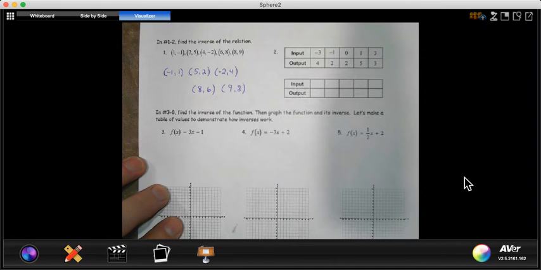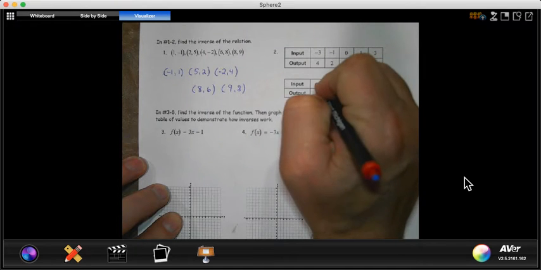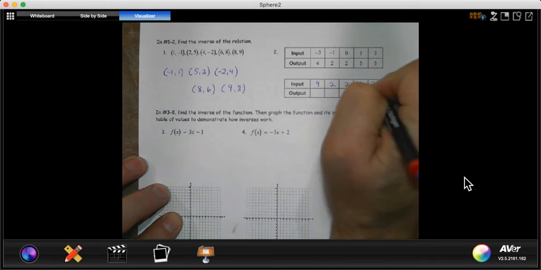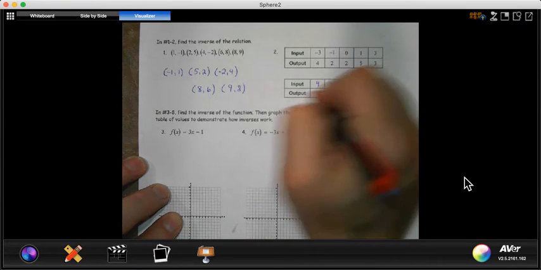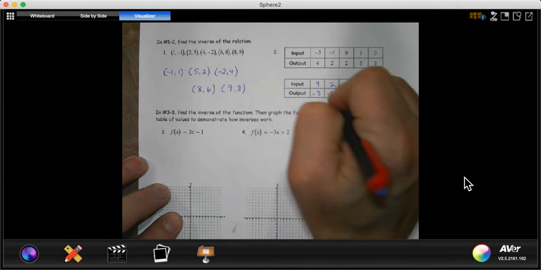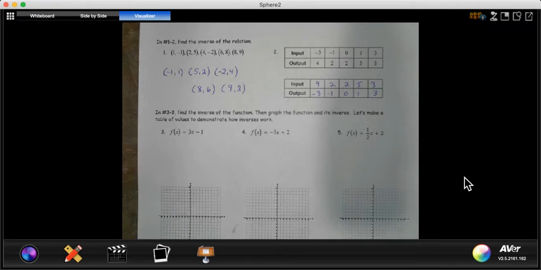Okay. What about a table? The table, it's the same thing. The ins and outs just change places. The out becomes the new in. So 4, 2, 2, 5, 3 for the outs, and the ins are -3, or the new out is -3, -1, 0, 1, 3. Got to make sure I'm speaking right.